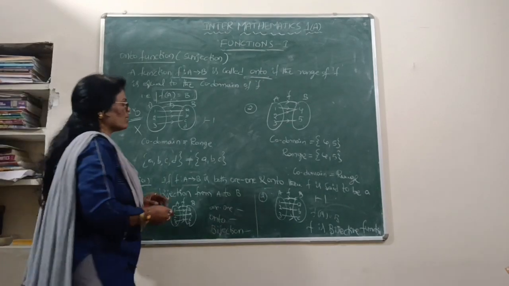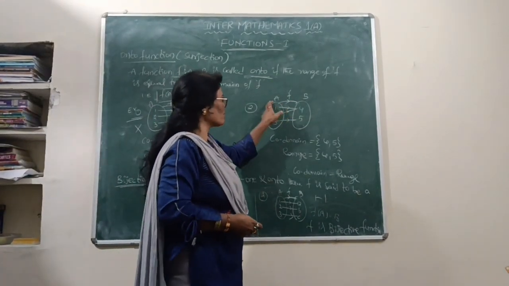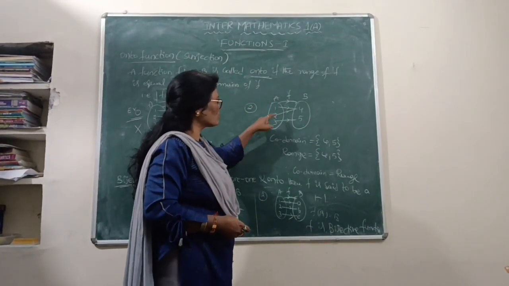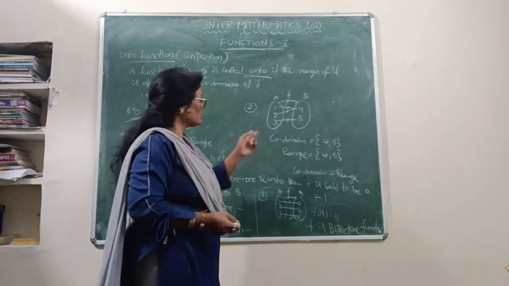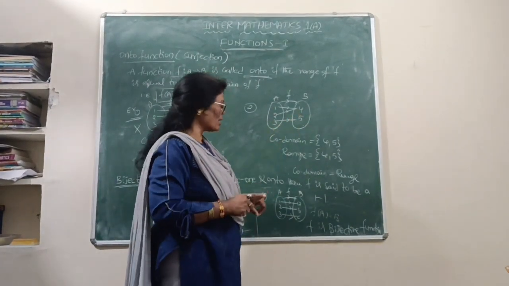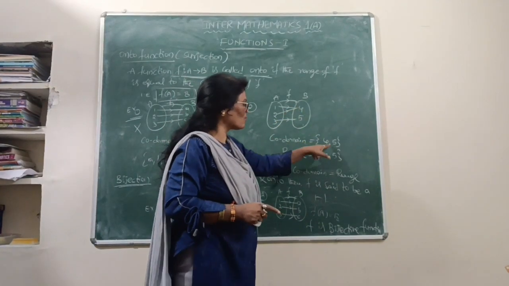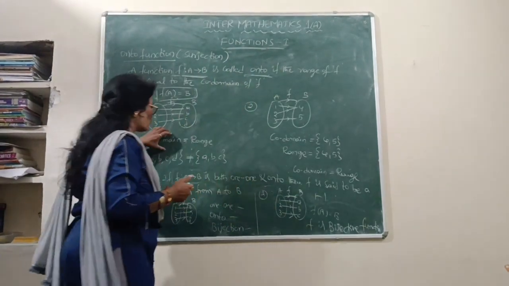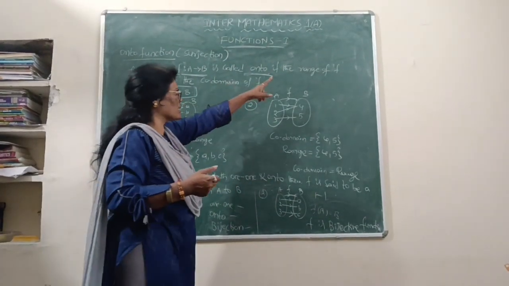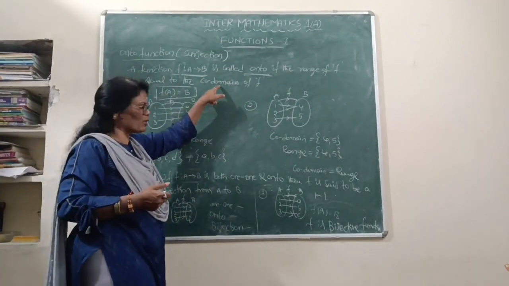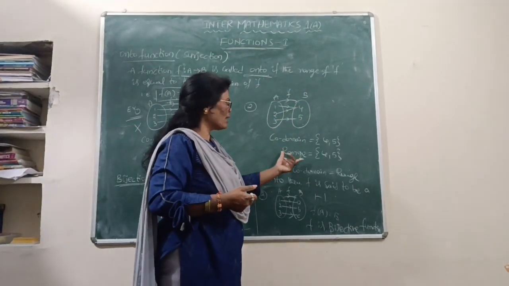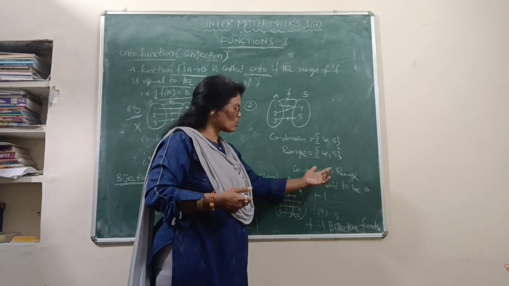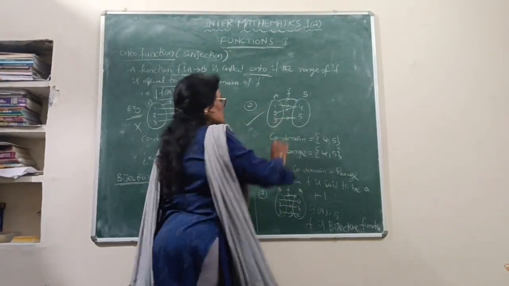Now the second example. Here f is a mapping from A to B, and A contains 1, 2, 3 and B contains 4, 5. Every element has an image, and the codomain is 4, 5. Because we are discussing onto functions, the condition is that the codomain is equal to the range. That means range of f is equal to codomain of f. The codomain is 4, 5 and the range also has the images 4, 5, so both are equal. So the codomain is equal to the range, and we can say this is an onto function.